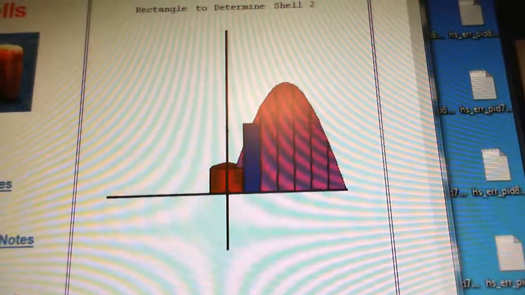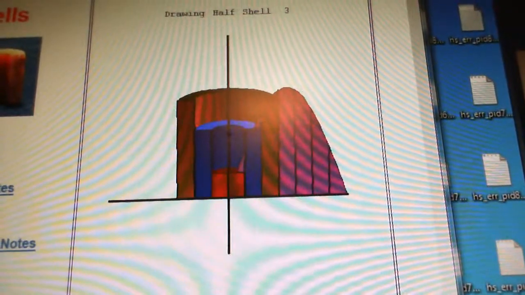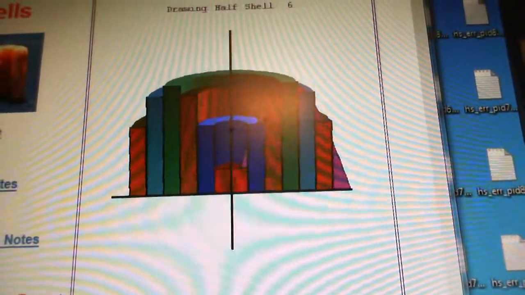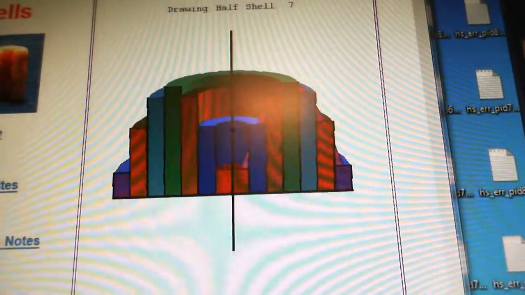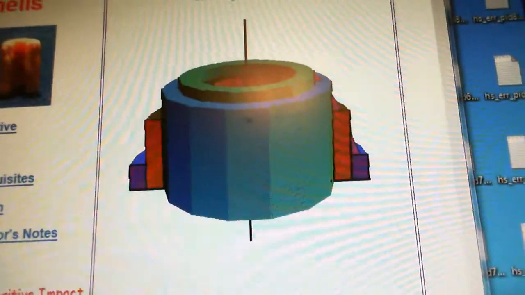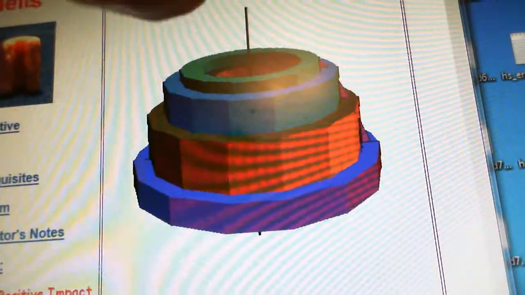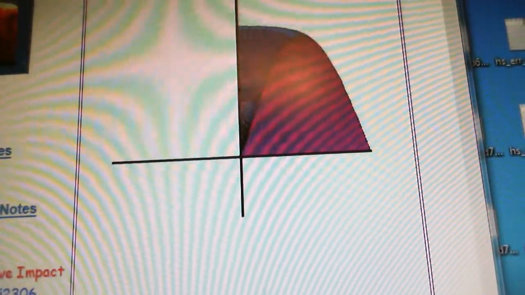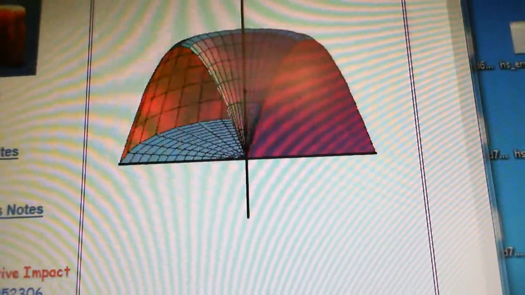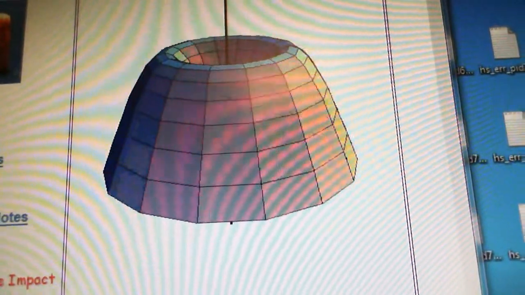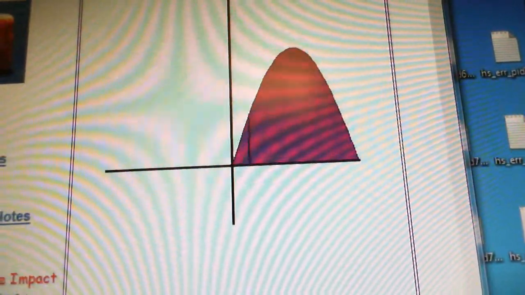Because we know if we can find the volume of one of those shells, then we can find the sum of all those volumes by taking the definite integral from a to b. So what is the volume of one of those shells? Well, if you think about it, if you were to take one of those shells and break it apart, what you end up with is a rectangular prism. And the length would be the circumference of a circle, 2 pi r.